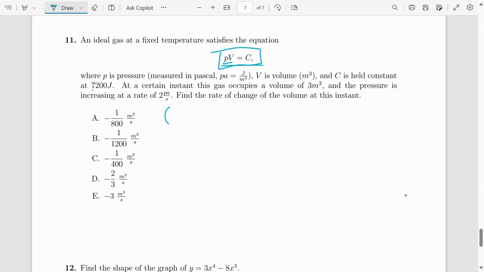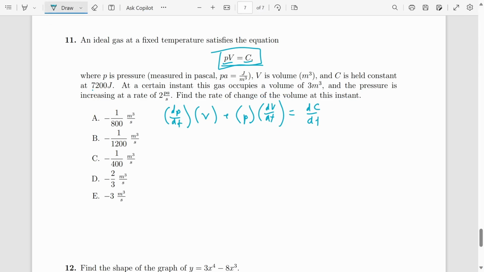A prime is the derivative of P, that is dP over dt, sorry. Next up is B, which is just V, plus A, which is just P, times B prime. That's the derivative of V, which is dV over dt. And this is all equal to the derivative of C, which is just dC over dt. So first off, what are we trying to find? We're trying to find the rate of change of the volume at this instant, so we know that eventually we're going to have to solve for dV over dt, the rate of change of the volume.